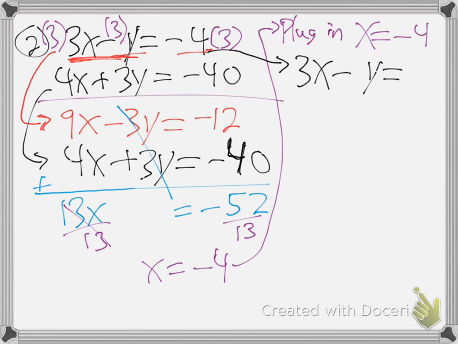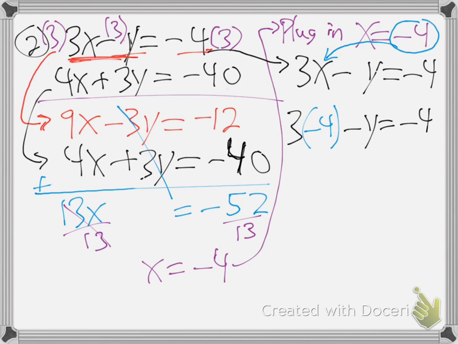3x minus y is negative 4. So I'm going to take that top equation and plug in the first answer we got, the negative 4, for x. So let's do that. Grab this negative 4, plug it in right there. That'll become 3 times negative 4 minus y is minus 4. So we get minus 12 minus y is minus 4.